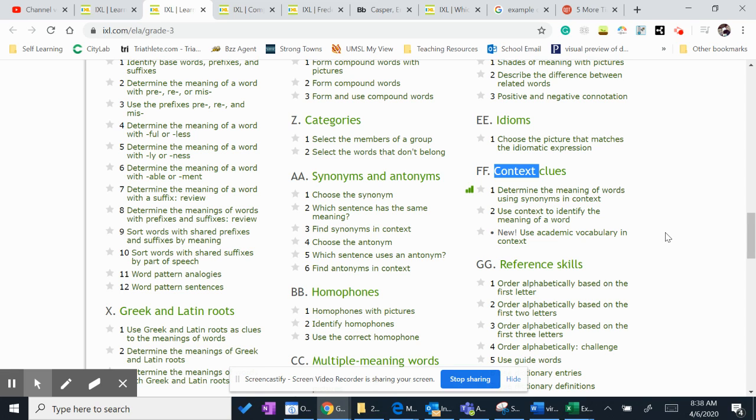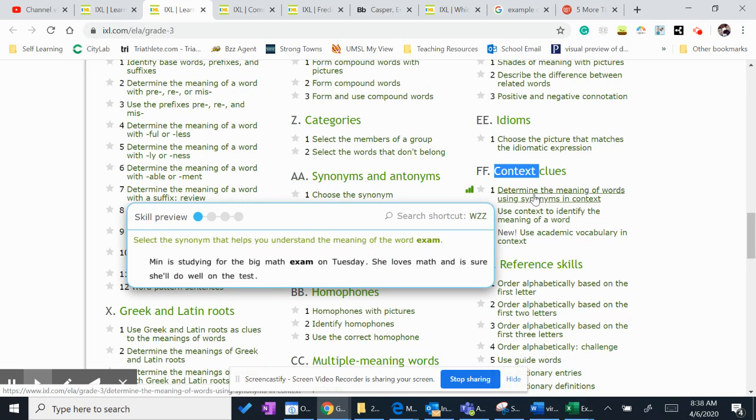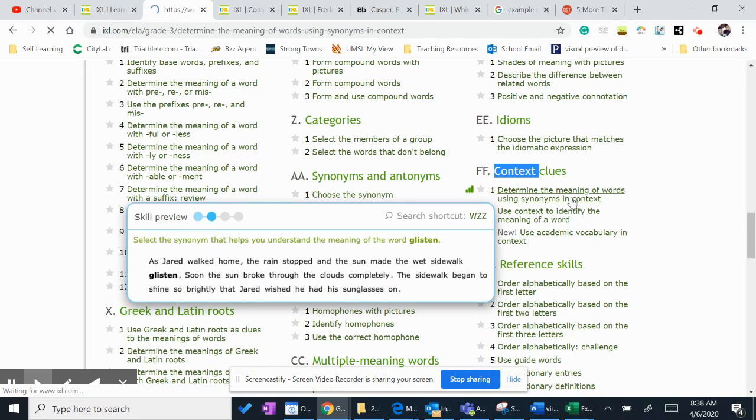Okay, so our next video is on ELA, English. We will be working on context clues. Today we will just be working on FF1, which is determining the meanings of words using synonyms and context.